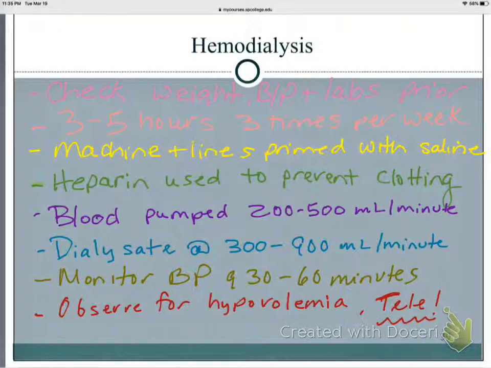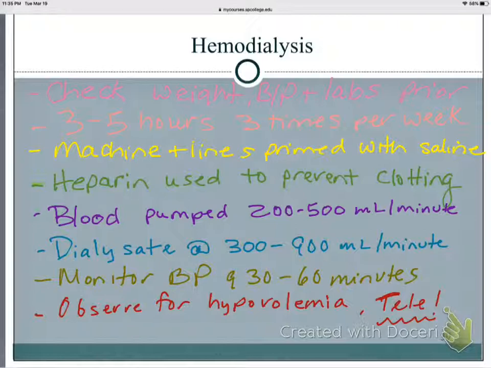Again, we talked about the process, about priming the machine with saline. We use the heparin to prevent clotting in the machine. The blood is pumped 200 to 500 mLs per minute, so it's super fast. And the dialysate is at 300 to 900 mLs per minute. These are nice to know, as you don't have to commit this to memorization. But we do need to monitor BP every 30 minutes during dialysis. So you'll see those nurses are taking blood pressures almost every 15 minutes. Some do it every 15 minutes.